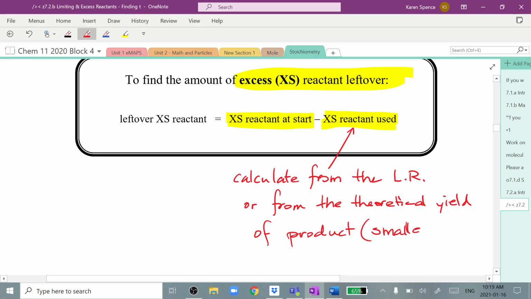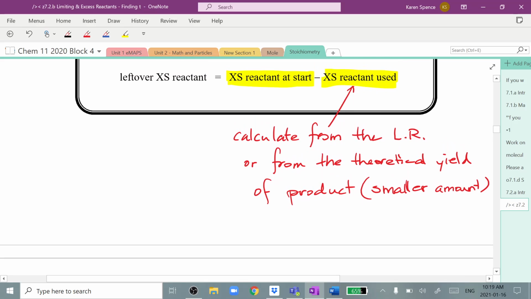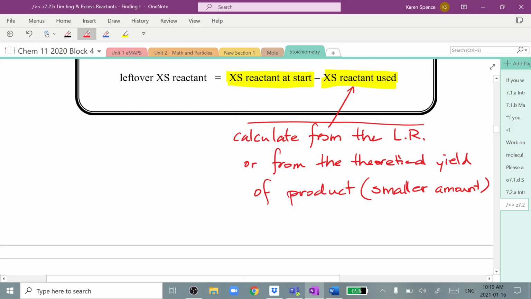Smaller amount when you're figuring out which one is your limiting reactant, which one produces the least amount of product. That least amount of product is the one that you will use to figure out the amount of excess reactant used. But honestly, I would just go with calculate it from the limiting reactant because that's quite easy to remember. I'll just put this in brackets for anyone who likes to do things differently.